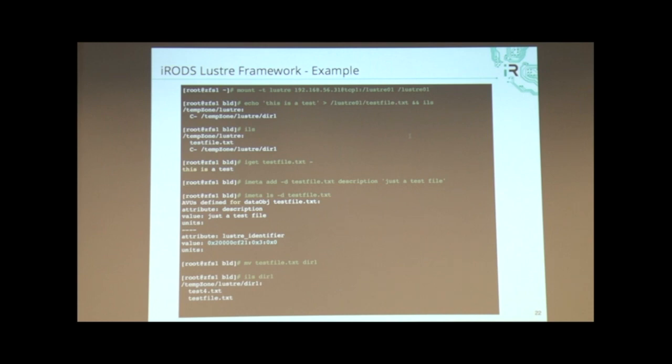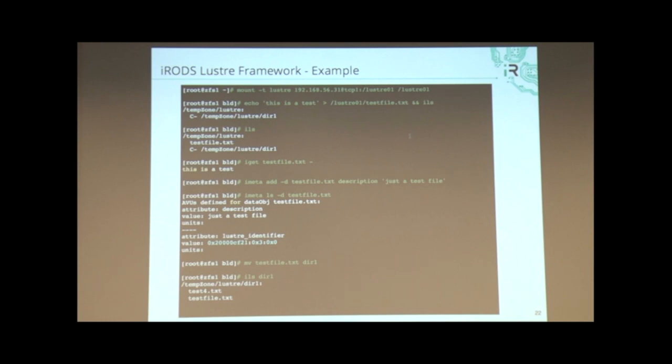So what we do here is we mounted the file system. I left out a few steps of running the connector as a service. And then I just created a file. I did a quick ils and showed you what was in iRODS, in the tempZone Lustre dir1. There was nothing there, and then a second later I did another ils, and you'll see that the file has been registered in iRODS.